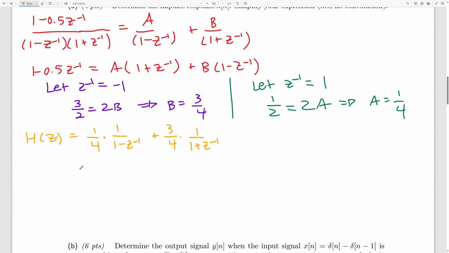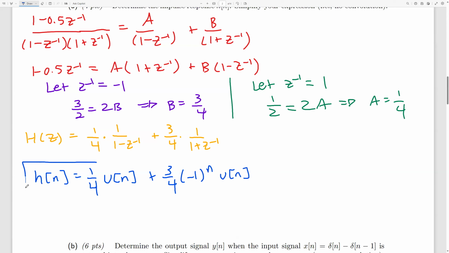And what you'll get is that this is when you take the inverse z transform. So just choose any color. We get that h[n] equals 1/4, where a is equivalent to 1, so it'd just be u[n], plus 3/4. This one is actually a equals negative 1, so it'd be (-1)^n u[n], and this would be your answer.